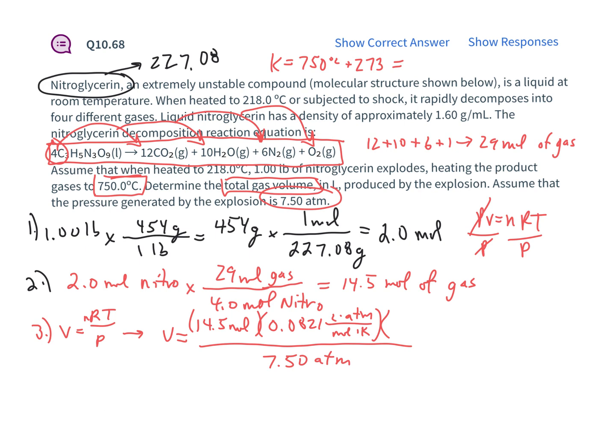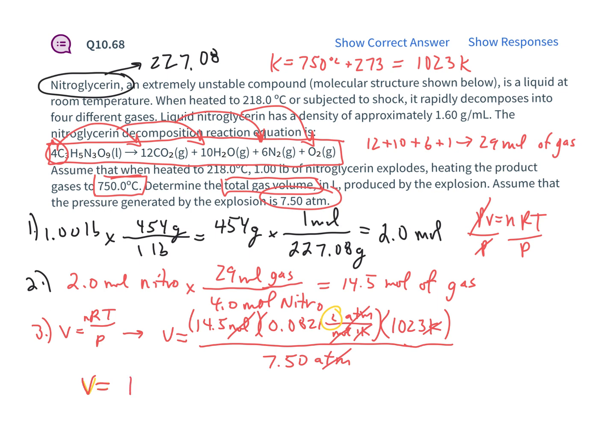So the temperature in Kelvin for this reaction is 1023 Kelvin. So multiply across the top, moles cancel out, Kelvin cancels out. When I divide, atmospheres will cancel out, and that's good because we're looking for a volume, and volume should be in liters. So the volume of gas that's going to be produced in this reaction: 1023 times 0.0821 times 14.5, and then divide that by 7.5 atm.